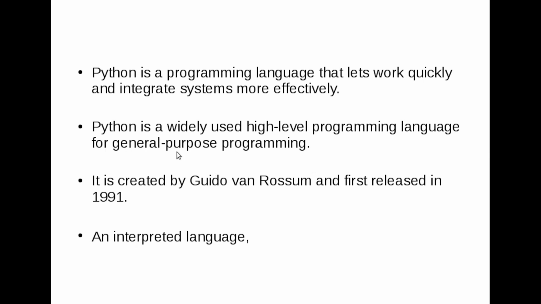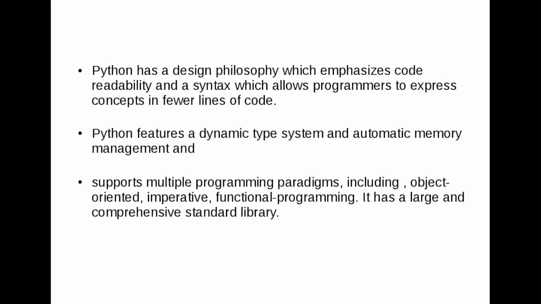Python is widely used as a high-level programming language for general purpose programming, and nowadays there are many domains where Python is most popularly used. This language was created by Guido van Rossum and first released in the year 1991. It was just a weekend project that he developed, and it is an interpreted language.